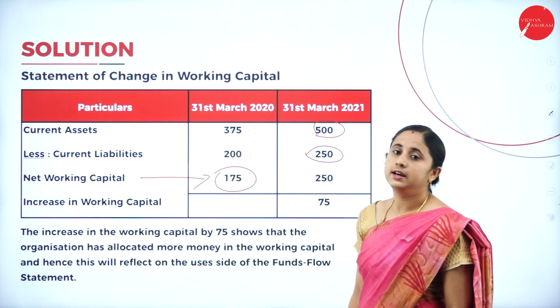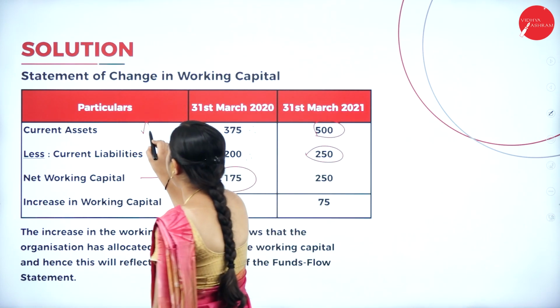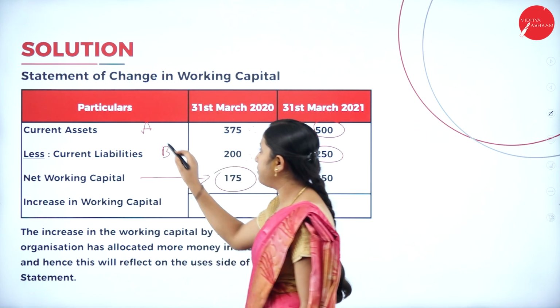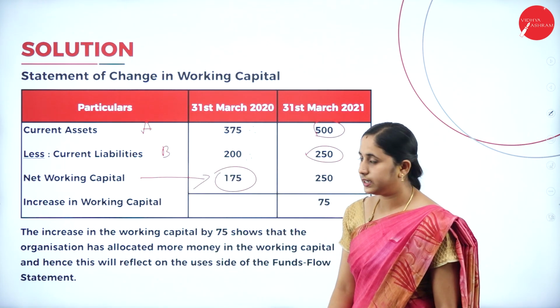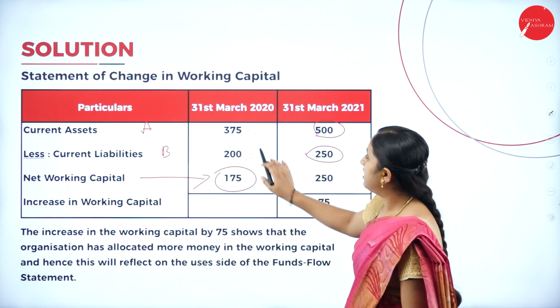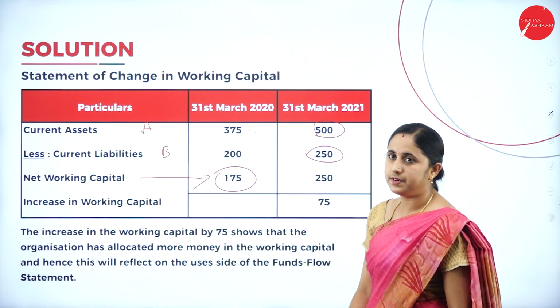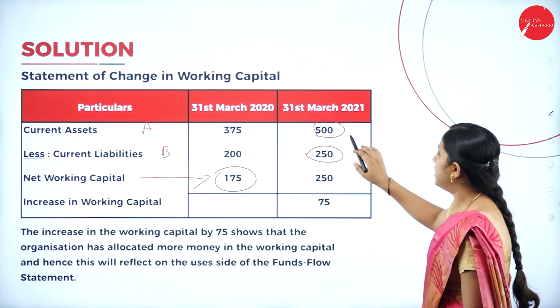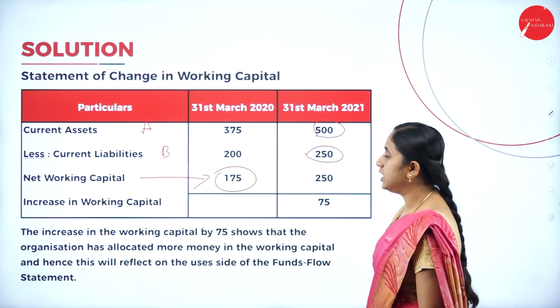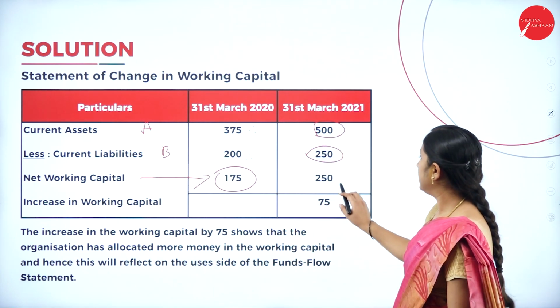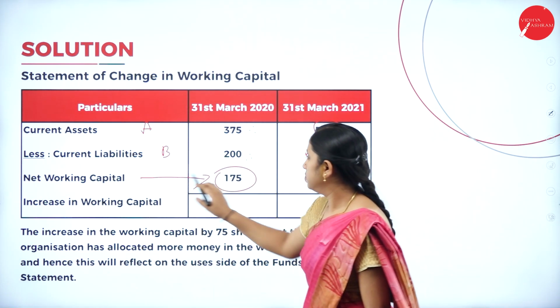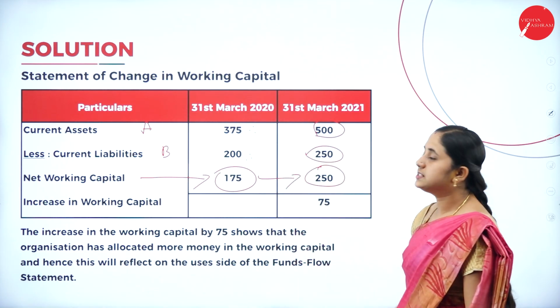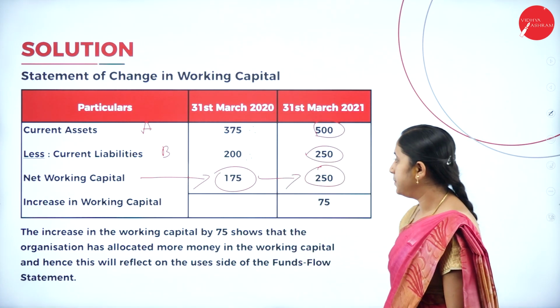Assets minus liability, so A minus B is net working capital. 375 minus 200 is 175. Next, 500 minus 250 is 250. So 250 and 175 are the net working capital figures.